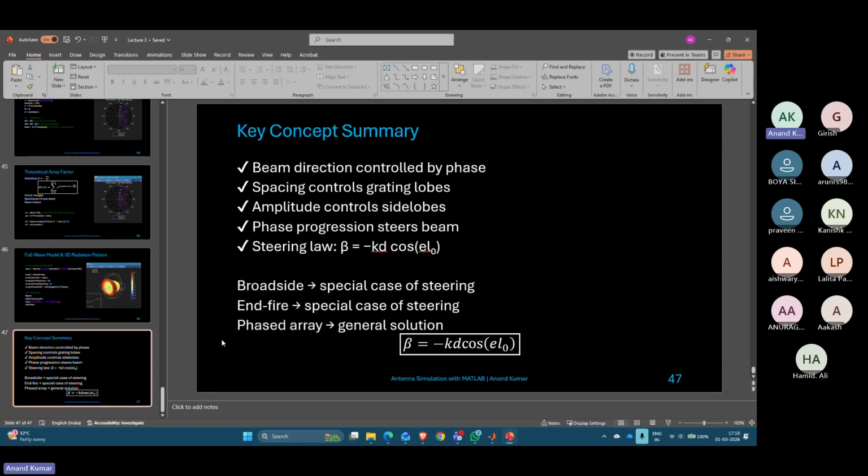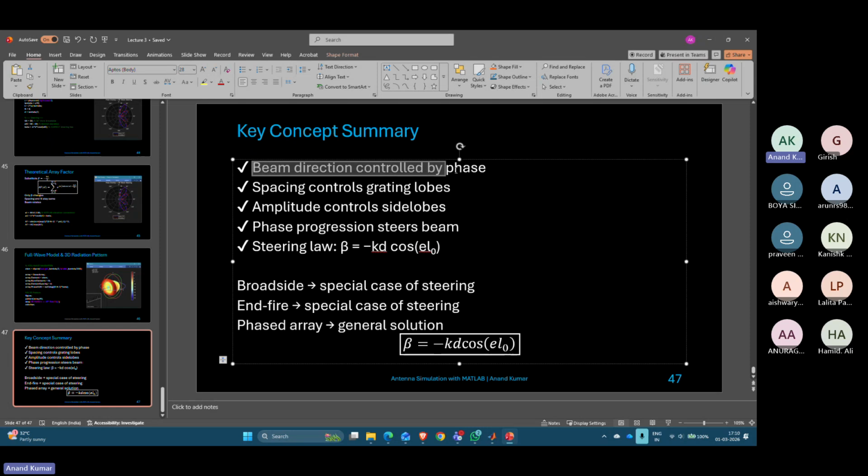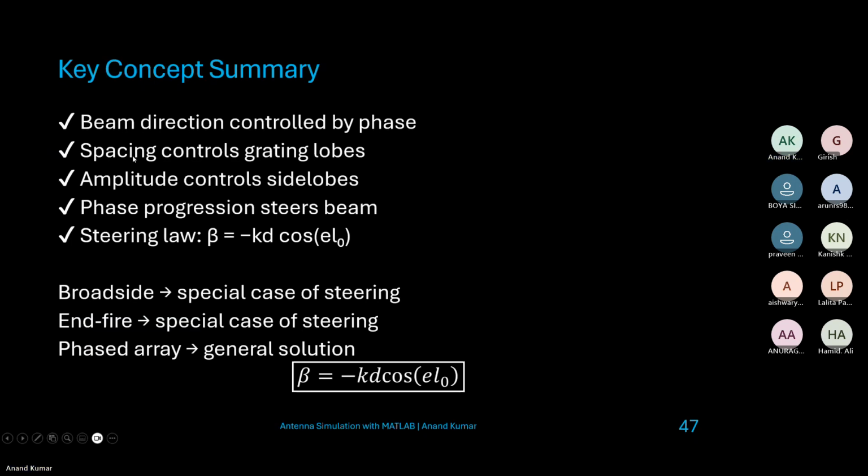And just to summarize, the beam direction is controlled by the phase. The spacing controls the grating lobe. So do try to vary the spacing between the array elements. Also try to change the value of the amplitude and the phase progression between them. So try different beta values. And this is the steering law.